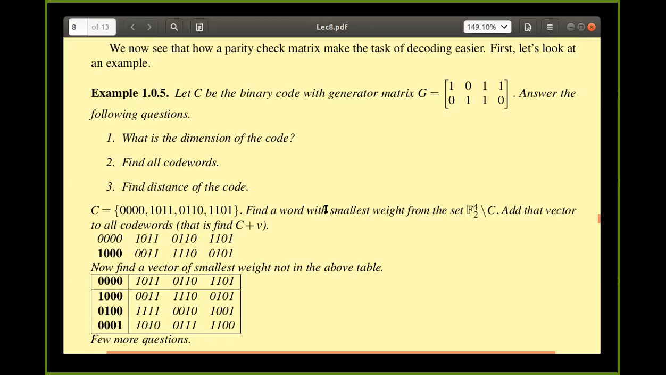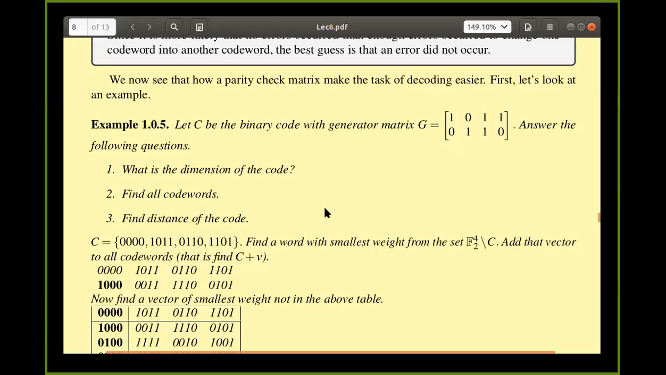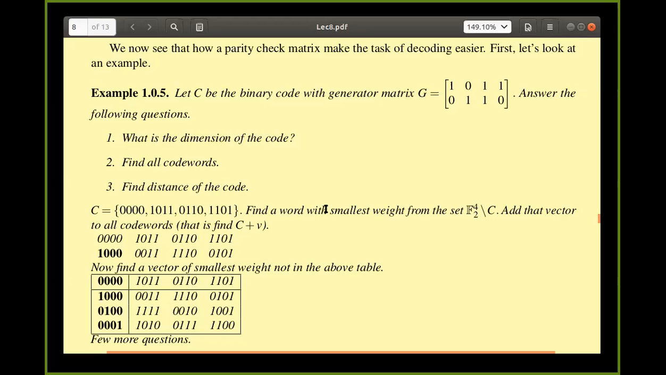To understand this in a much better way, I will help you with an example of what I am talking about. Somebody can tell me what is the dimension of the code? Here the matrix is given.